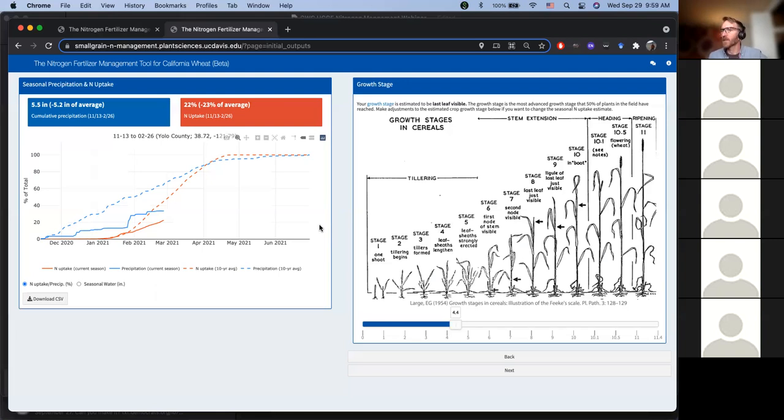Okay, any other questions? Okay, Chris has a question. Are there plans to expand the tool in the future? What might future functionality include?